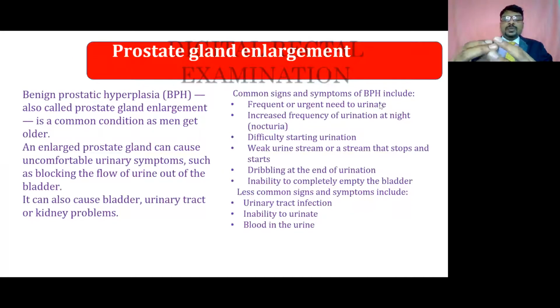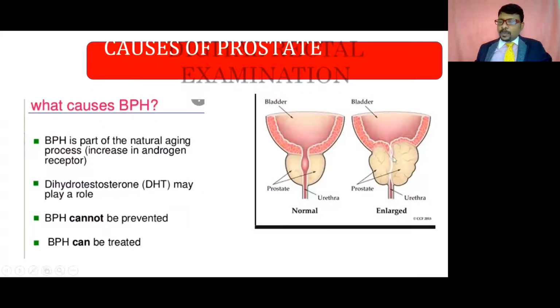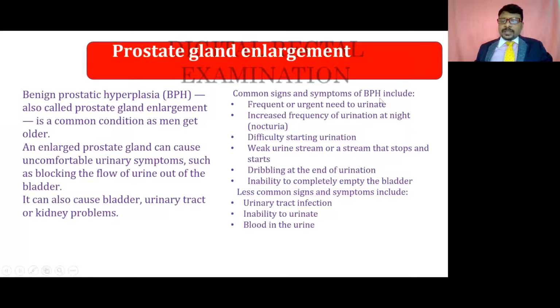Because of the enlargement, the ureter is compressed. Because of the compression, the bladder is unable to pump, and if there is no passage to send the urine outside, it may give discomfort and severe pain. Sometimes they may get bleeding also. There may also be a weak urine stream, or a stream that stops and starts, so they are unable to complete the voiding of the urine.